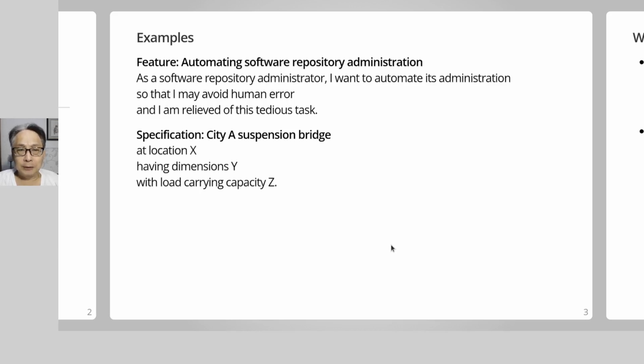It's called a feature because it is valuable to an end user. So this feature is about automating software repository administration. As a software repository administrator, I want to automate its administration. The specification, on the other hand, is, let's say, for a city having a suspension bridge. That suspension bridge will be located at this particular location, having certain number of lanes and with a certain load carrying capacity. It has certain attributes or properties.